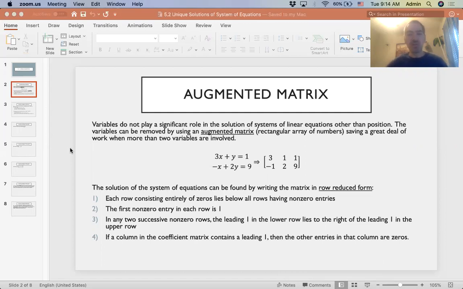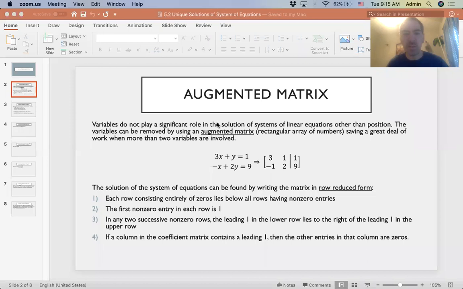All right, so we're making the observation that variables don't play a significant role in the solution of systems of linear equations, right? They just hold a position. And so these variables, we can remove them, and all we're left with are the coefficients of those variables. And that's what's referred to as a matrix, a rectangular array of numbers. And this can save a great amount of work, especially when more than two variables are involved. Now, we're going to start with a linear system with only two variables so that we can see how the process of solving a matrix works.